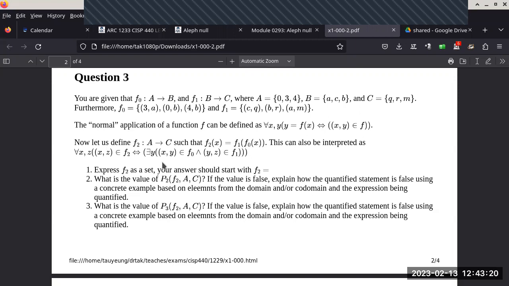Furthermore, f0 is defined to be (3, a), (0, b), (4, b). f1 is (c, q), (b, r), (a, m). So the first thing is, are you convinced that f0 and f1 are indeed functions?